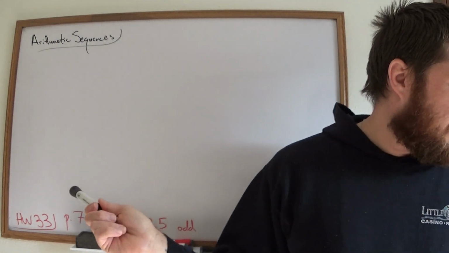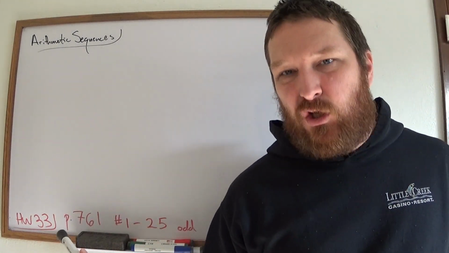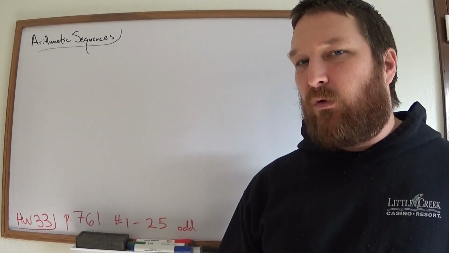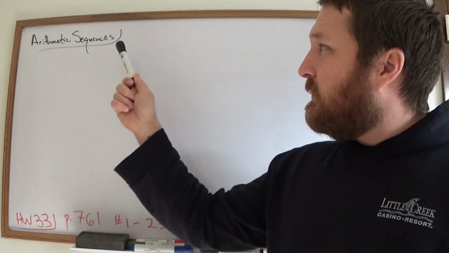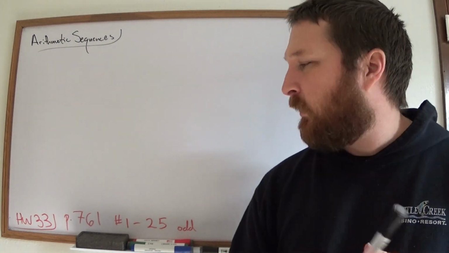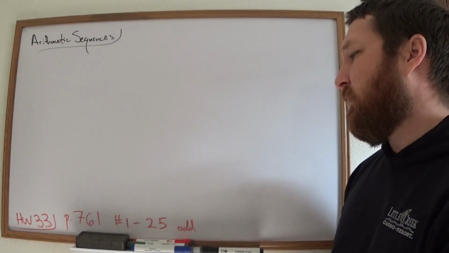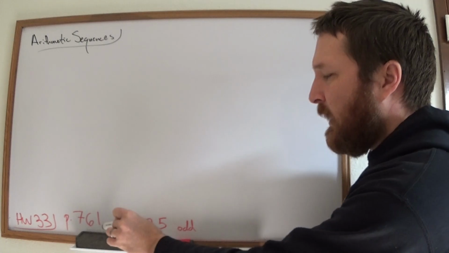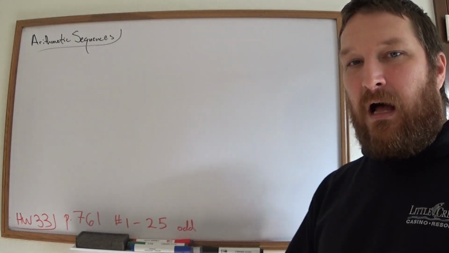Note, we are skipping section 10.2 and going right into 10.3 for your homework, okay? So 10.2 is arithmetic sequences, which we're going to talk about briefly, but we're not really going to work on. So your homework is in 10.3. That's on page 761, numbers 1 through 25 odd.